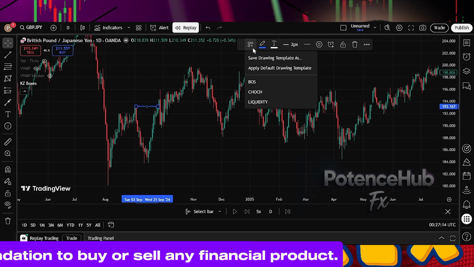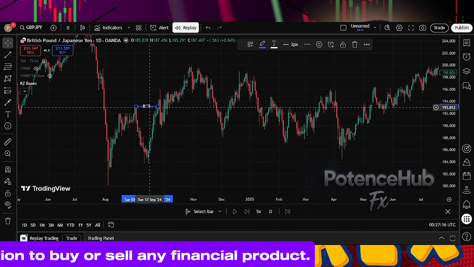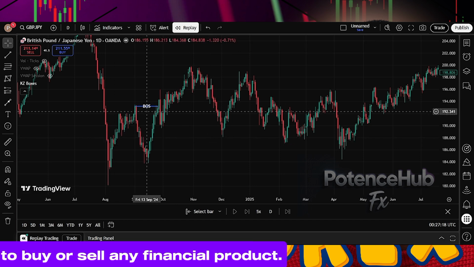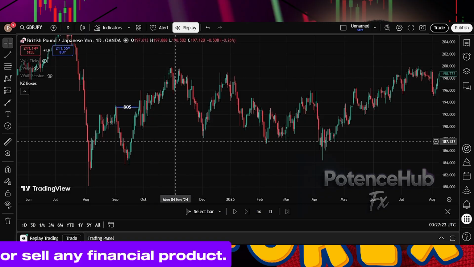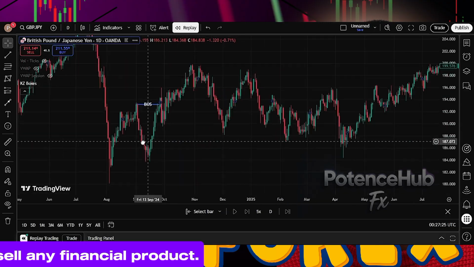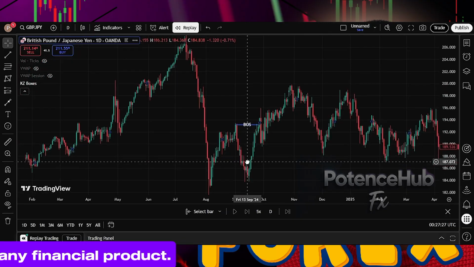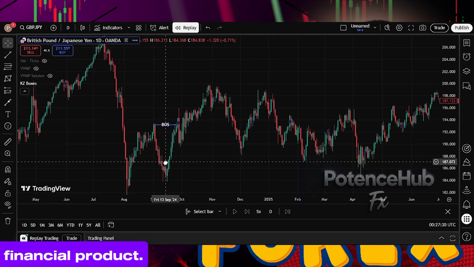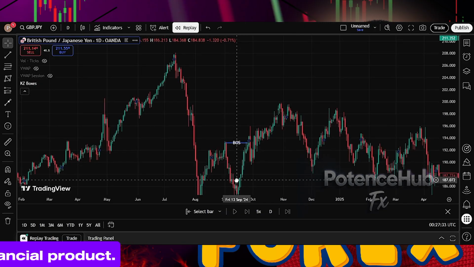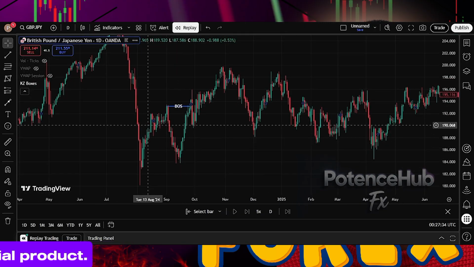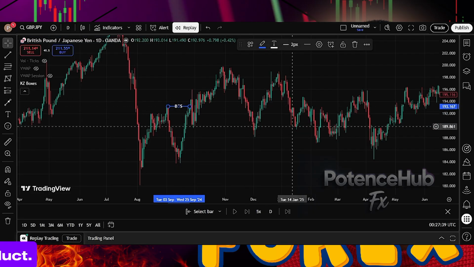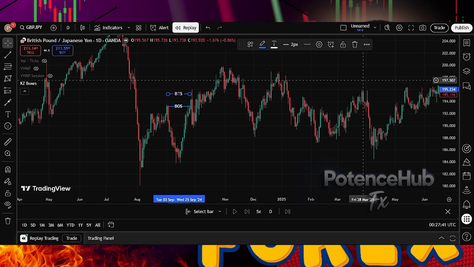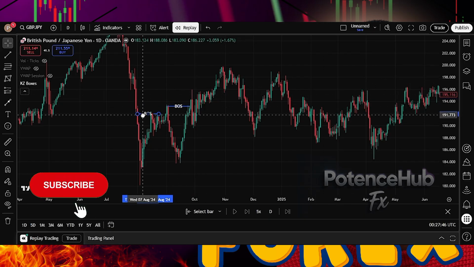Let me do this real quick, and we're having that here. All right, so that break of structure is there. The next thing we're looking for is, okay, a break of structure. There was a change of character here as well. So let's get our change of character real quick.